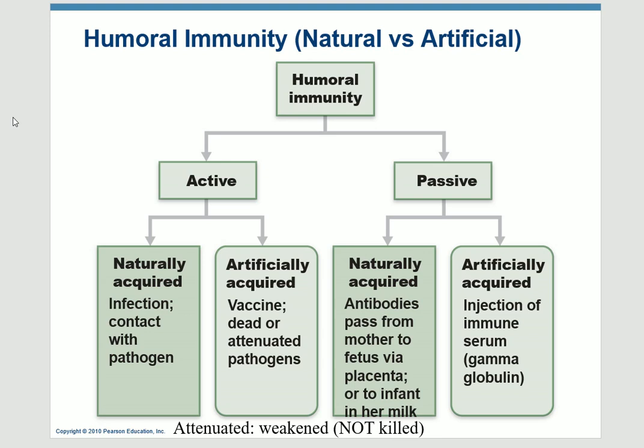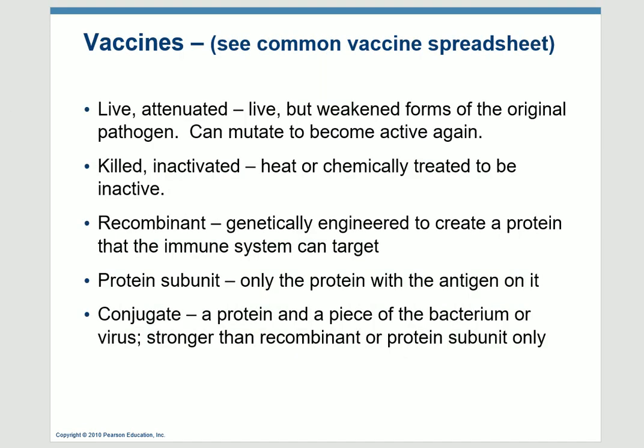And then on the passive side, we have naturally acquired through antibodies gained by a fetus within the placenta or by a newborn baby through mother's milk. And then there's artificially acquired through gamma globulin injection, which is a big, thick serum. So both of these, active and passive, we can get naturally or we can get artificially. All right, so vaccines. A lot of people think they know a lot about this, but most people definitely don't. So let's learn about it.